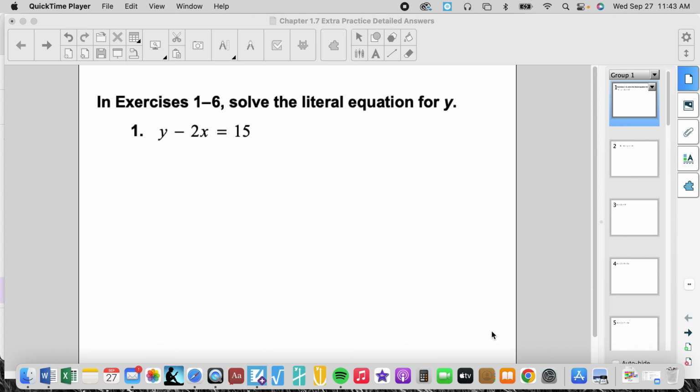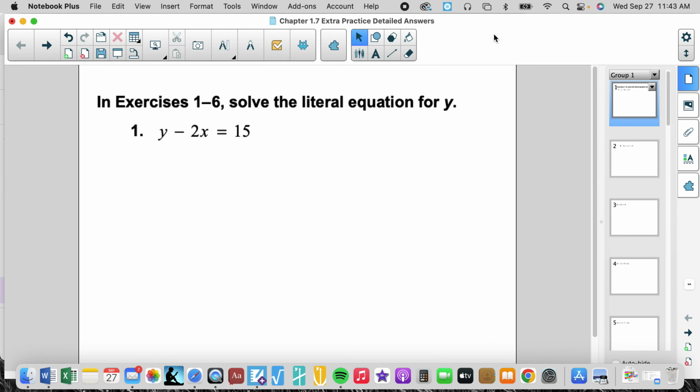The things that I like most about this section, chapter 1.7, is how it strengthens your ability to understand what's happening to a variable and how you can manipulate equations and write equivalent equations, because we will be moving things across the equal sign, and it's not that we're changing the equation, we're changing the facade, but these are all equivalent equations to each other.